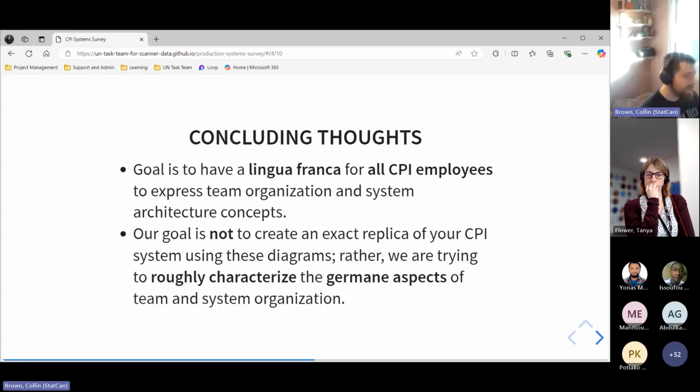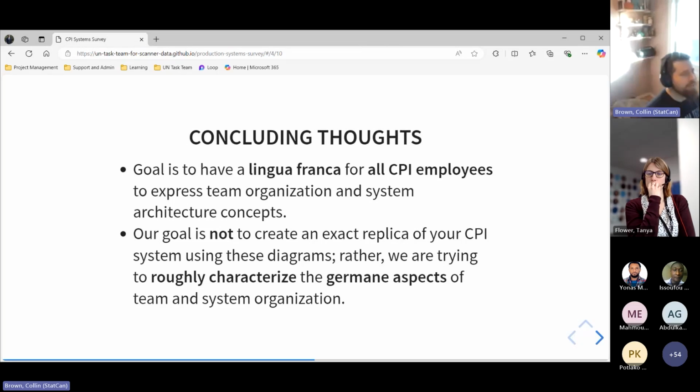And again, this is largely because there's so much variation in what these systems could look like. We tried to really boil it down to just the key components that are hopefully common to the majority of statistics organizations. And the other thing I'll flag too is our goal with this survey is absolutely not to create an exact replica of your CPI system.